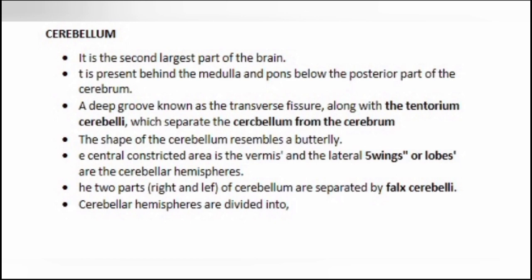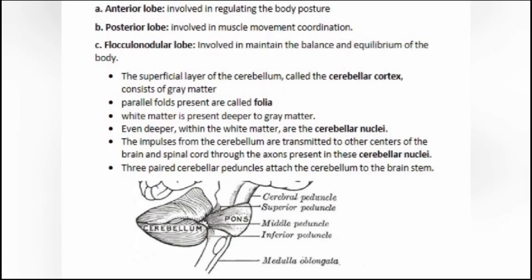Like the cerebrum, it also has cerebellar hemispheres. These cerebellar hemispheres are further divided into three parts, that is anterior lobe, posterior lobe, and flocculonodular lobe. Anterior lobe is involved in regulating the body posture, and then posterior lobe is involved in muscle movement and contraction, and the flocculonodular lobe is involved in maintaining the balance and equilibrium of the body.